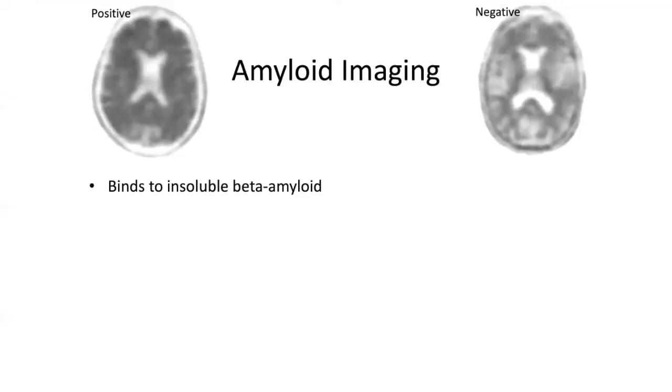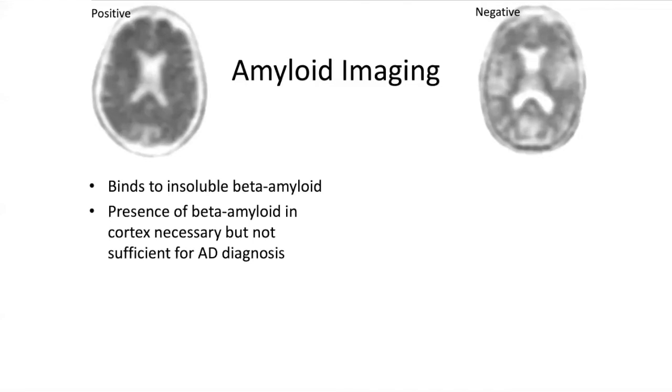All right, to kind of demonstrate that, I want to talk a little bit about amyloid imaging. Many of you may be familiar with this. This is actually a radio tracer that binds to beta amyloid, which is an abnormal protein that we can see in patients with Alzheimer's dementia. It turns out that the presence of beta amyloid in the cortex is necessary, but it's not sufficient for an AD diagnosis. So what does that mean?